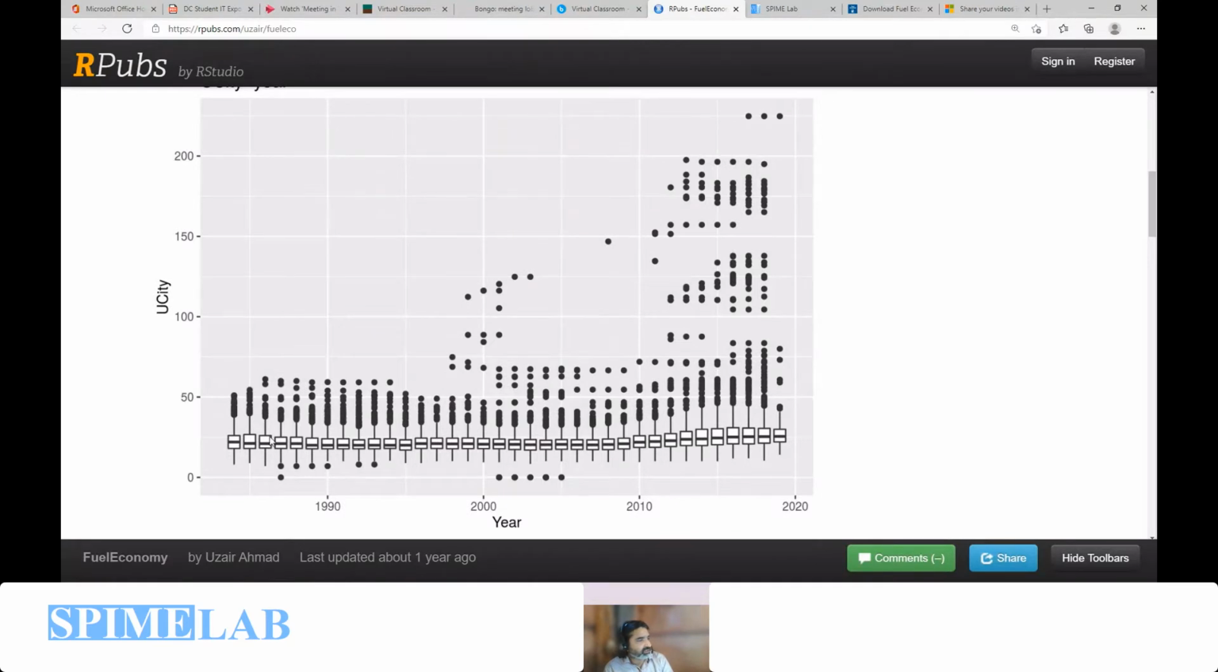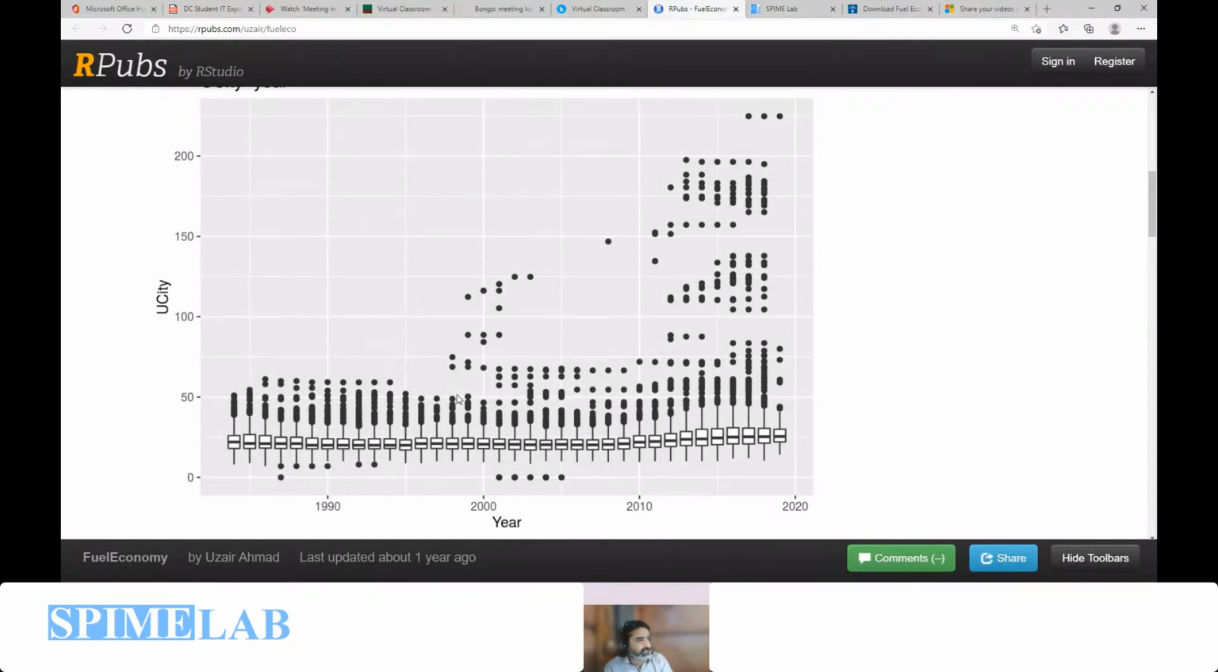First observation can be that over the last 40 years, the median miles per gallon for the cars is not improving much. It's almost constant, around 25 miles per gallon. But every year there are some manufacturers who are making exceptionally good cars that go way beyond the median. Those cars are represented as dots, the outliers.